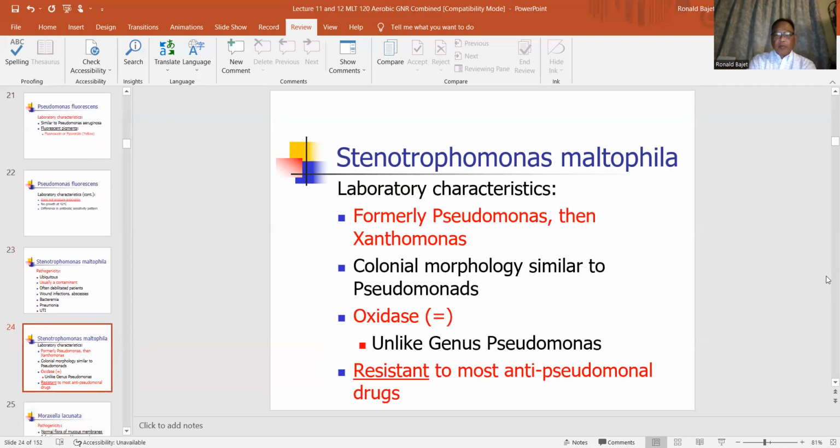Formerly Pseudomonas, formerly Xanthomonas. In contrast to Pseudomonas aeruginosa, this used to be a Pseudomonas, but it's oxidase negative. The classic test for Pseudomonas aeruginosa is the oxidase test. It has that fruity odor and is oxidase positive. Maltophilia is resistant to most anti-pseudomonal drugs.